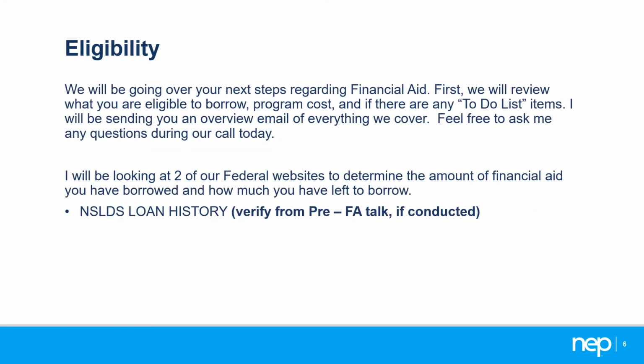After you discuss all of the funding resources a student has available, check in to see how they are planning on funding their education. If they plan to use financial aid, the next steps will be centered around financial aid eligibility and program cost. The first place to look is the NSLDS website. We can determine how much a student has borrowed and how much they have left.